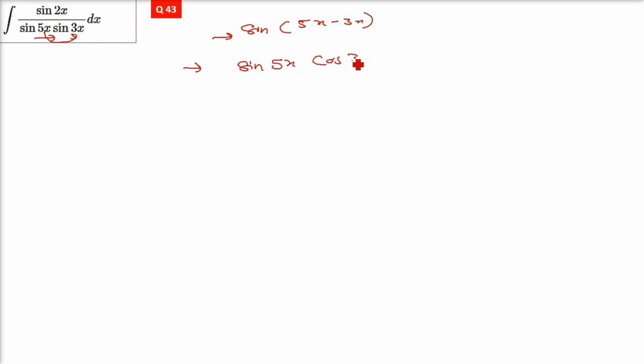is sin a cos b minus cos a sin b. The sine a minus b formula is sin A cos B minus cos A sin B. You know already about this. What is in the denominator?